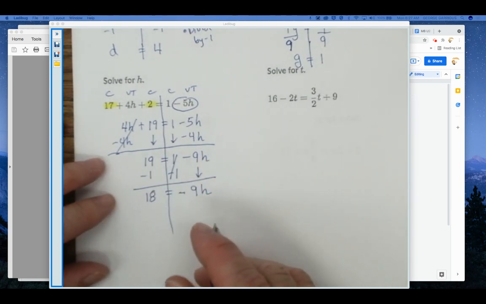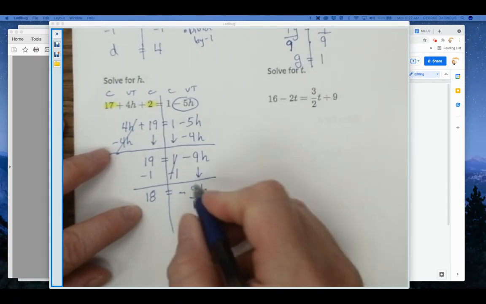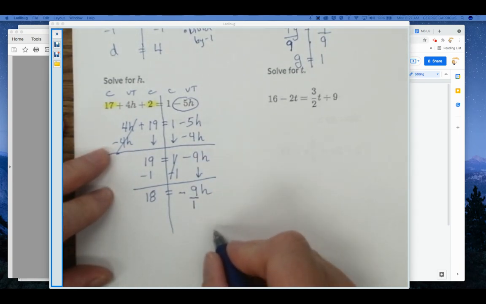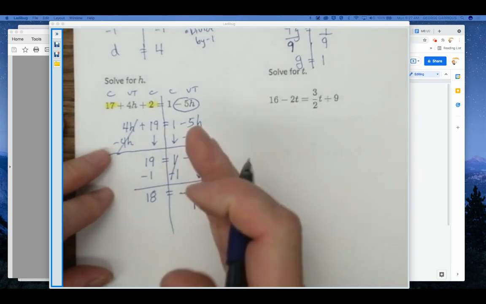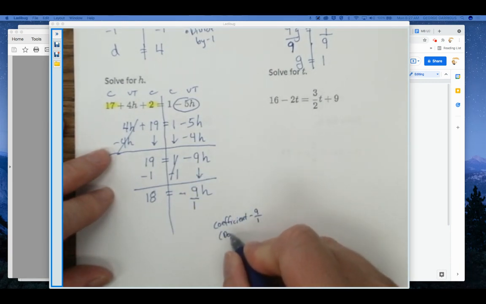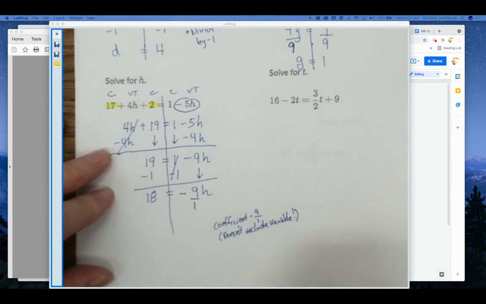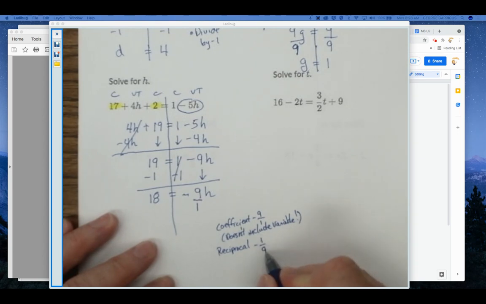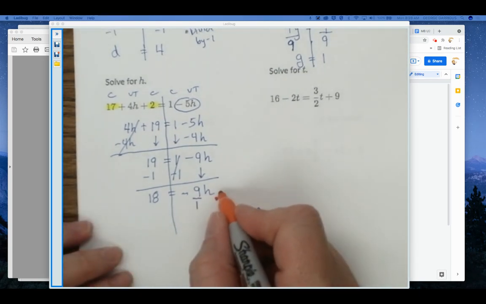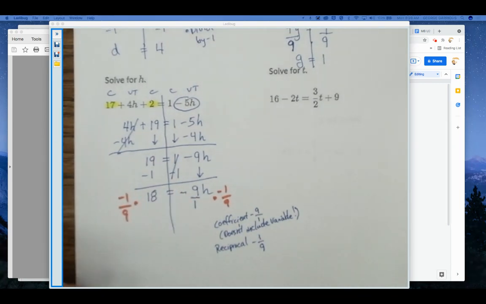Let's do a practice of multiplying by the reciprocal. We could divide by -9, but what is the reciprocal? The coefficient is -9 over 1. So it doesn't include the h. It doesn't include the variable. It's very important. So what is my reciprocal that I'm going to multiply by? I'm going to flip over the coefficient, and it's going to be -1 over 9. So let me multiply by -1 over 9 on both sides. We do that to get h on the right.